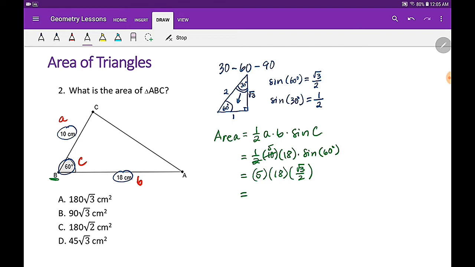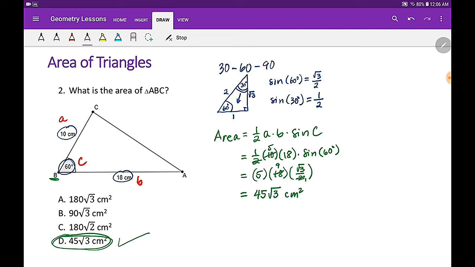Now let's do further simplification. We can cancel 18 and 2: 18 becomes 9, 2 becomes 1. So now we can just multiply. 5 times 9 is 45, times the square root of 3. So the area is equal to 45 square root of 3 square centimeters. Now look at our answers. It's not 180, it's not 90, it's not 180 square root of 2, it is 45 square root of 3. That is our answer.